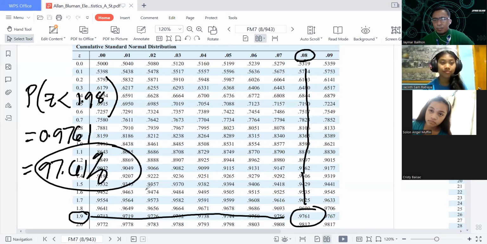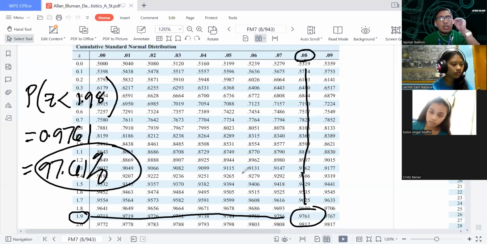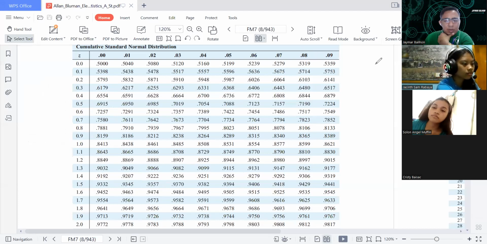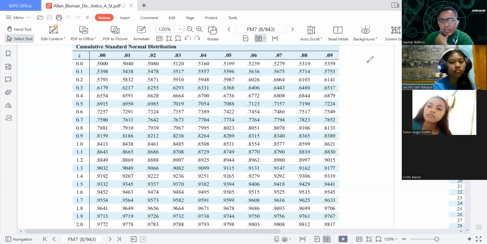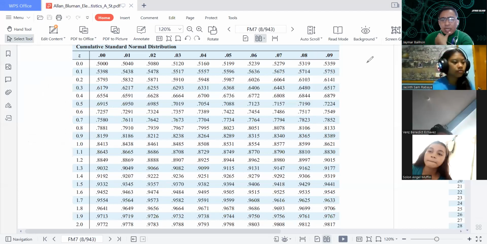Clear? That is for less than. I will repeat. You will use the table only if you are looking for less than, because the table is only intended for less than. Okay? Is that clear, class? Yes, sir. Okay, so let me stop sharing first.